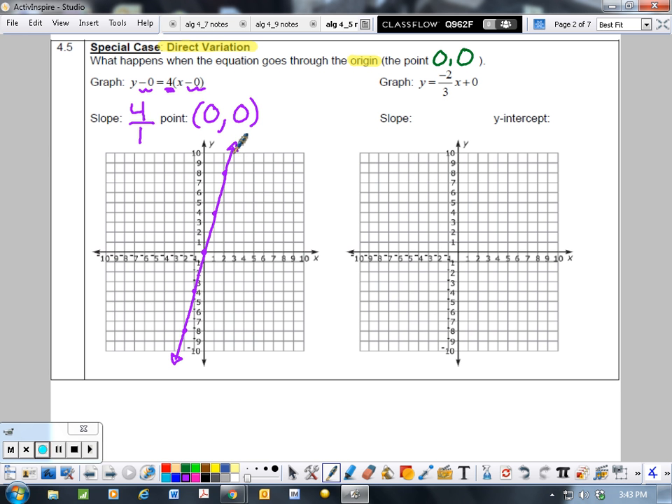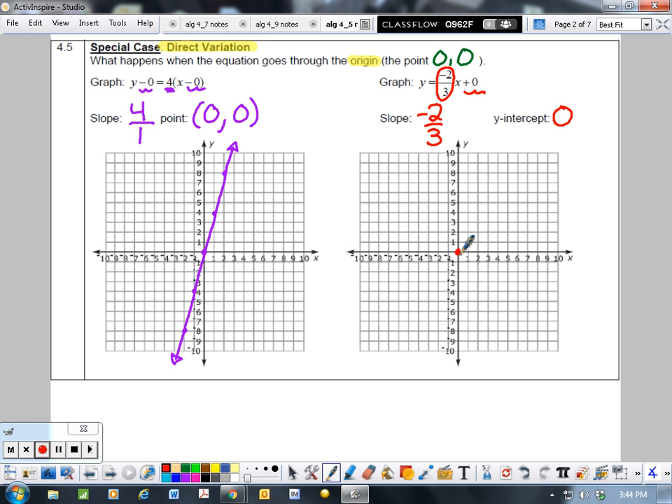And so we can tell that if a line does not go through the origin, if it goes through another point, then it's not going to be a direct variation problem. So let's look at our next one. This one is in slope-intercept form. My slope is -2 over 3, and my y-intercept is 0. So I go to the y-axis at 0, and I'm right at the origin, so it's a direct variation problem.